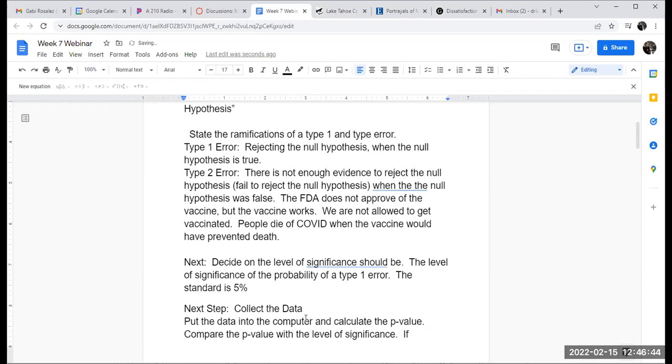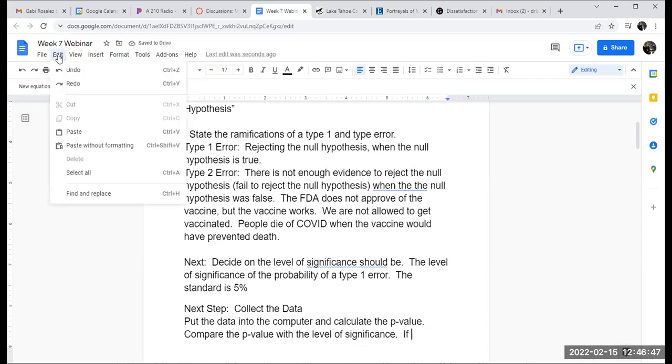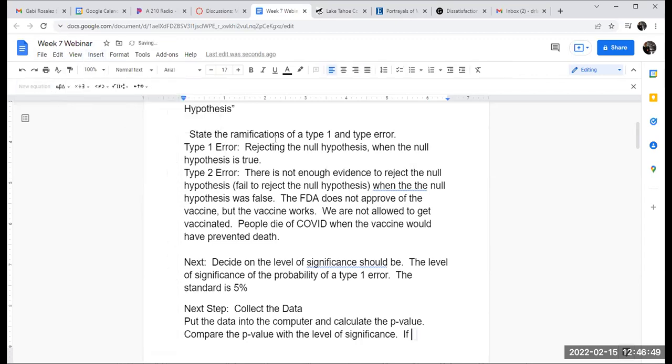If p, so now I need to write it in symbols. If p is less than, who knows how to read that letter? The Greek letter, it's the first Greek letter of the alphabet. Yeah, alpha. The key word is alphabet. That's why we call it the alphabet, because it came from Greek originally and it was alpha. So the level of significance is alpha.